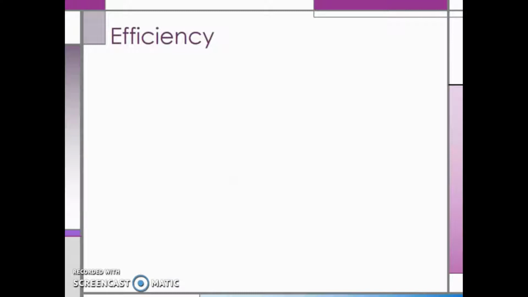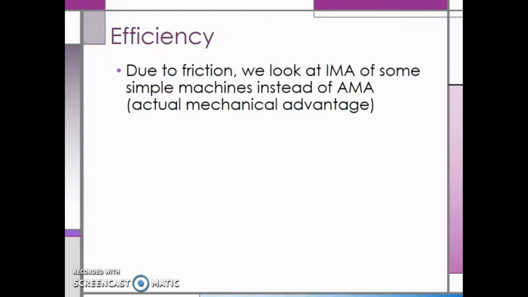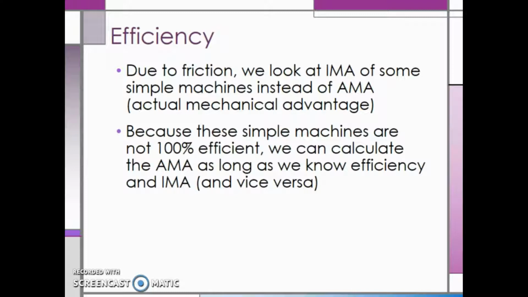Since there are such large losses due to friction, we are going to discuss the efficiency of screws. Like previously mentioned, we use the ideal mechanical advantage instead of actual mechanical advantage or mechanical advantage due to friction. Because these simple machines are not 100% efficient, we can calculate the actual mechanical advantage as long as we know the ideal mechanical advantage and the efficiency. We can also calculate the ideal mechanical advantage if we know the efficiency and the actual mechanical advantage.